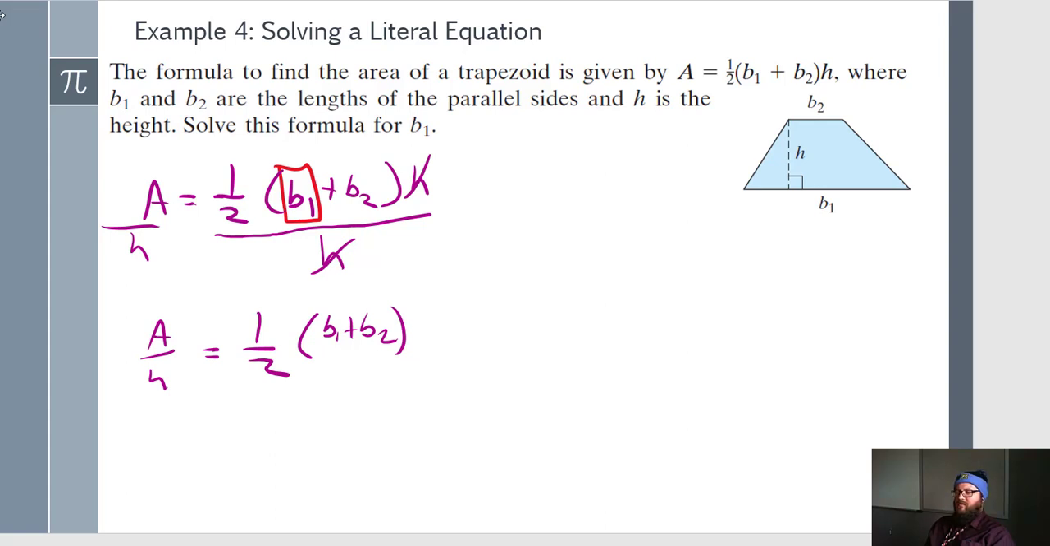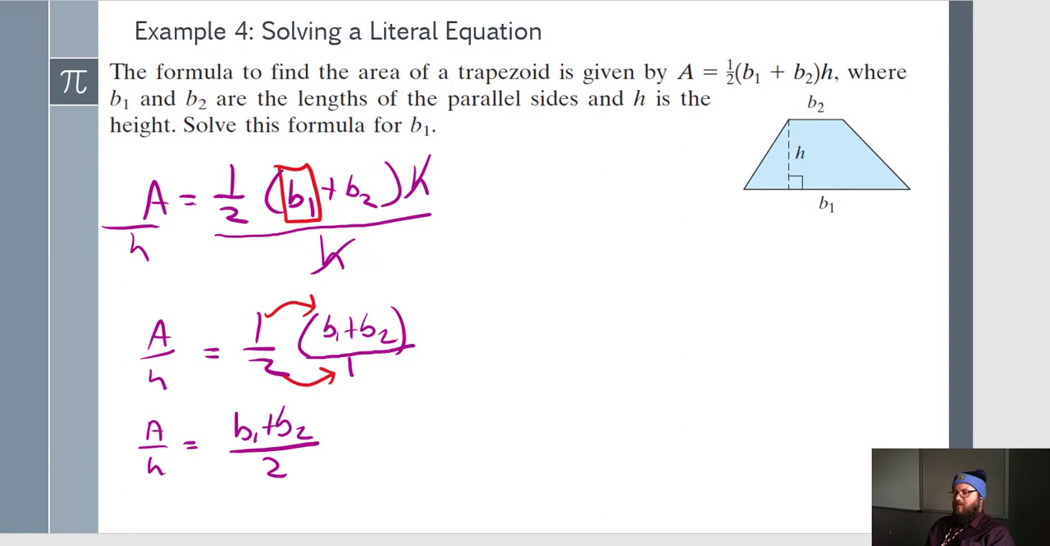Now, don't let that one half confuse you. Again, if you do this, it's just like multiplication of two fractions, right? This b1 plus b2 is the same thing as saying all over 1. So you just multiply across. If you were to do that, you would get, on the left, you still have A over h. And then you have 1 times b1 plus b2, which simply gives you, on top, b1 plus b2. On the bottom, you have 2 times 1, which is 2. So it makes more sense to write it that way.